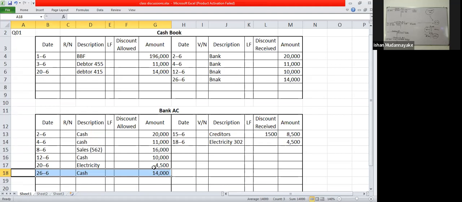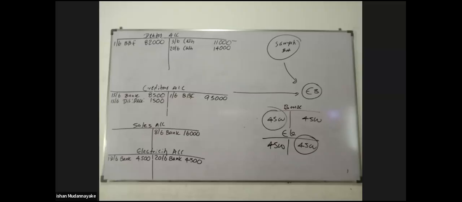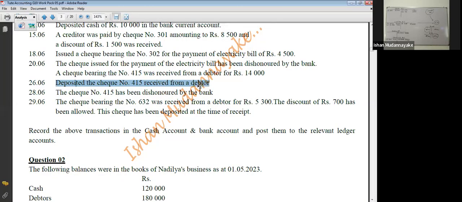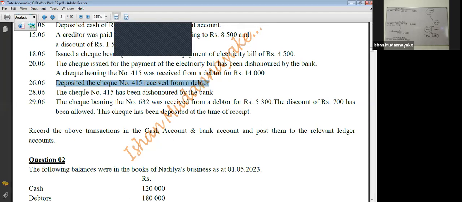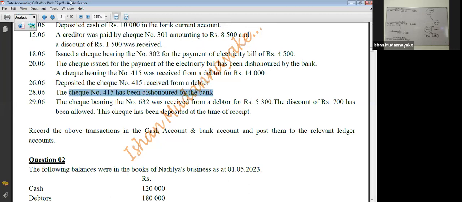Look at the next transaction. What's the next transaction? Right. Then 28 June.